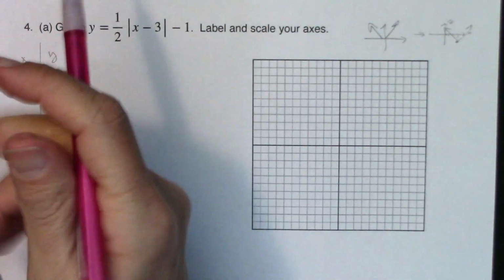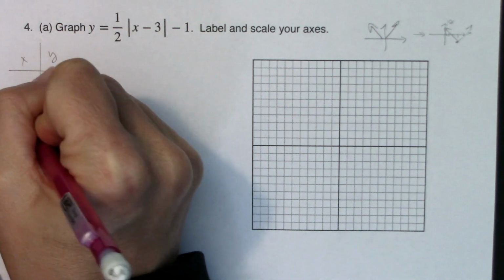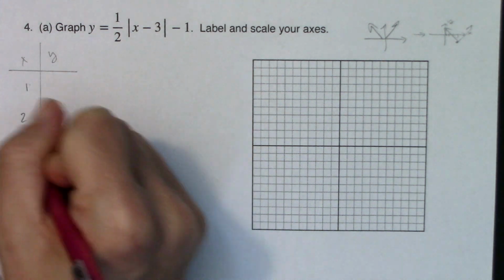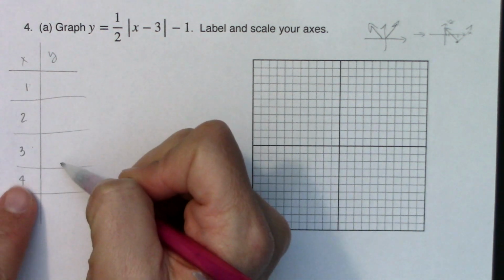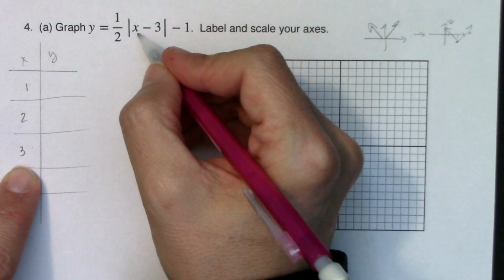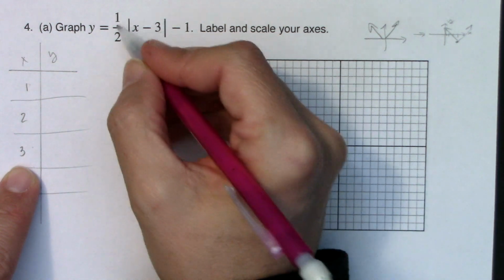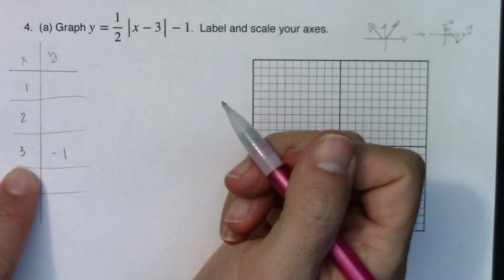So let me do 1, 2, 3, 4, 5, right? And let's see what we're getting here. All right, so I'm actually gonna start with the easiest. If I plug 3 in, 3 minus 3 is 0. Absolute value of 0 is 0. 1/2 times 0 is 0. -1 will get me here, okay?